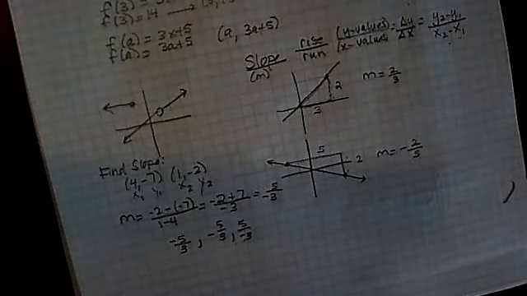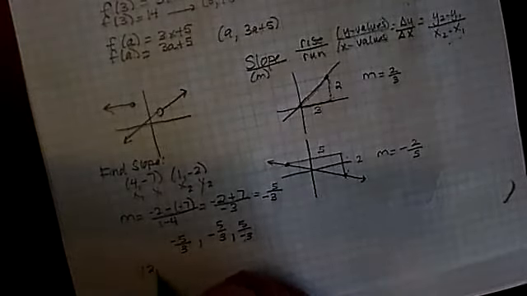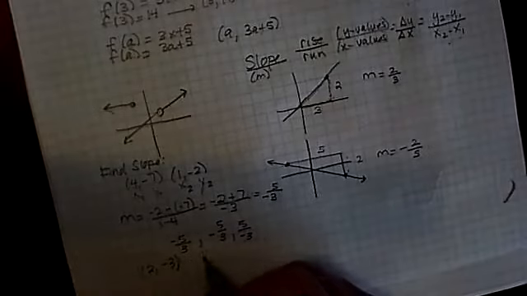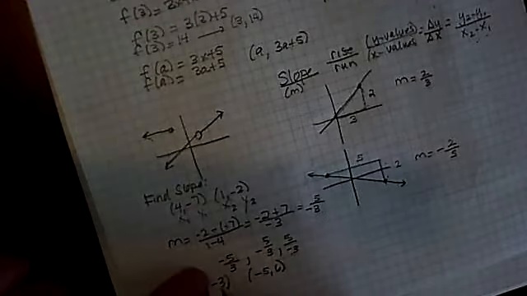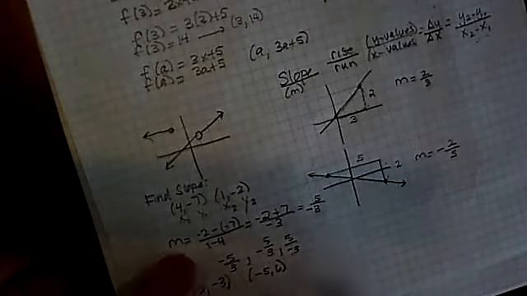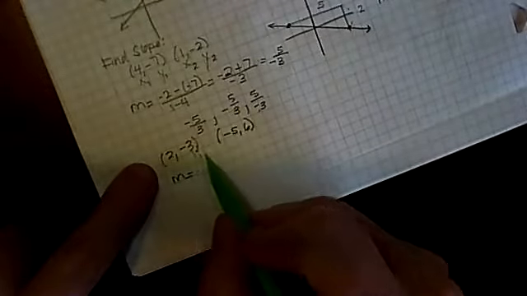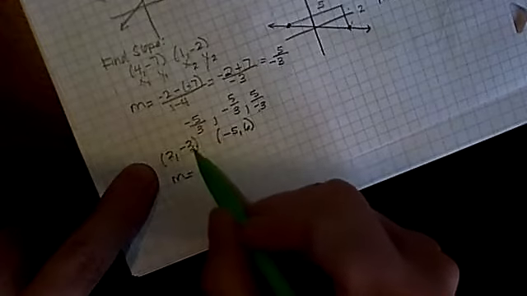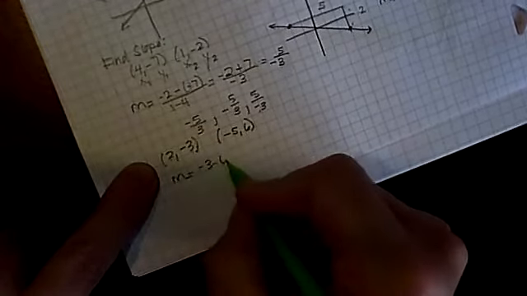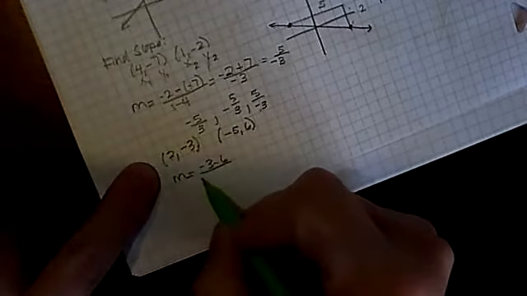All right, let's do another one. Let's say we have 2, -3, and let's do -5 and 6. Now I'm going to show you the other way I can do it. I'm just going to subtract the other way, but I'm going to do them both the same way. So m is equal to, I'm going to go this way this time, and I can do that as long as I go this way with the x values. So -3 minus 6 over 2 minus a -5.